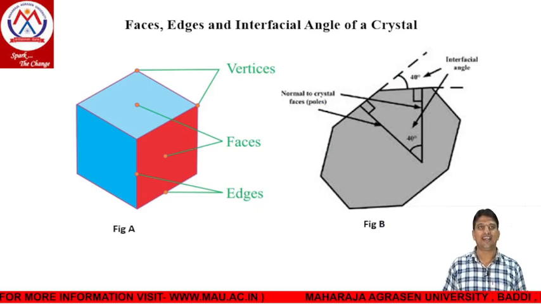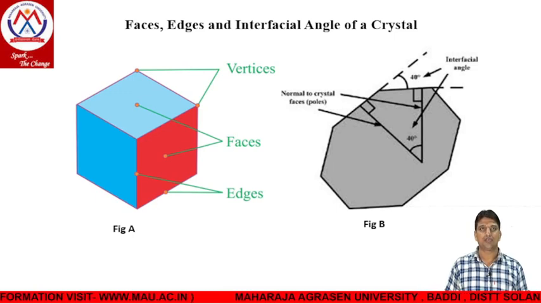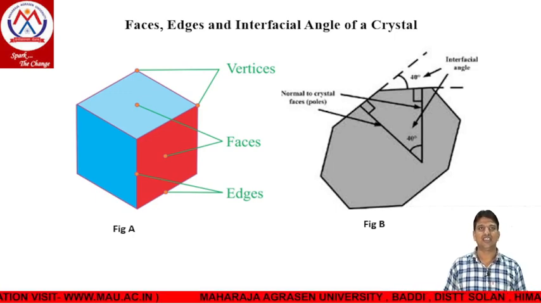Before discussing the symmetry of the crystal and their types, there are a few basic terms which are related to it, that is faces, edges and interfacial angle. So what is faces? Every crystal is made up of parallel surfaces. These parallel surfaces are known as faces, and the edges are formed by the intersection of two faces. For example, a cube has 6 faces and 12 edges. And last is interfacial angle. It is an angle between two adjacent sides of a face.